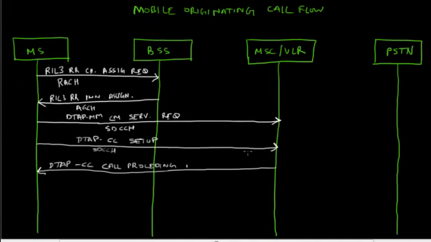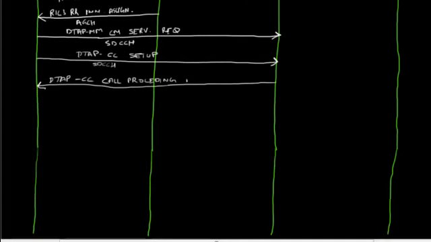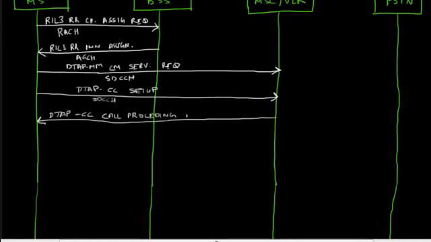So now the MSC says okay, we are okay with this MS, and we can go ahead with this MS, and he or she is okay in making a call. Now comes a time when the MSC says okay, we want to go ahead with this, so it has to actually allocate or ask the BSS to allocate radio resources to the MS.